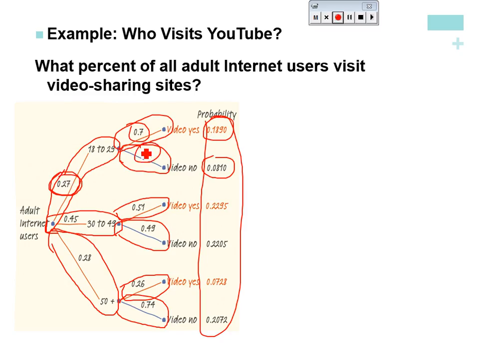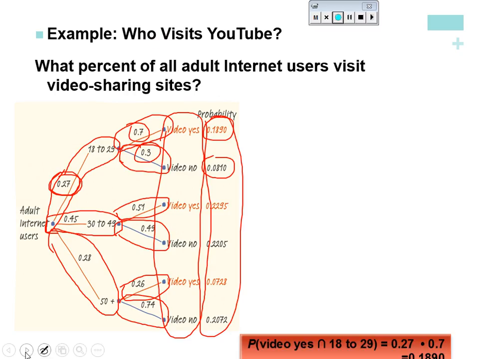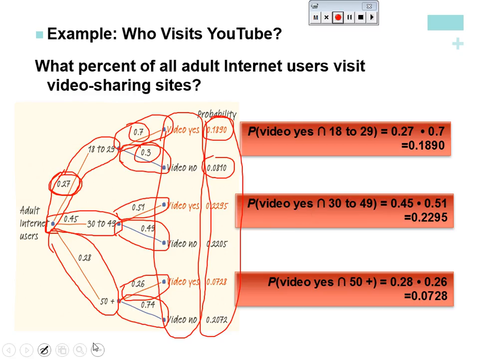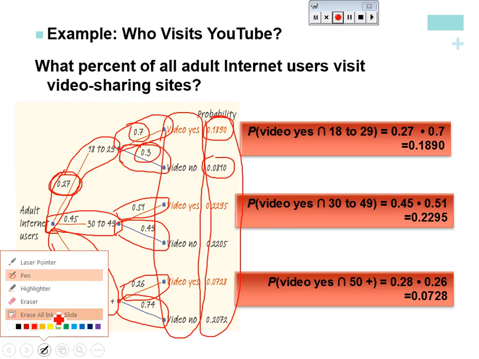So that gives me the probabilities for all these different events here. I sort of noted what they were. So the question says, what percent of all adult internet users visit video sharing sites? So what we're talking about here is all the yes groups.